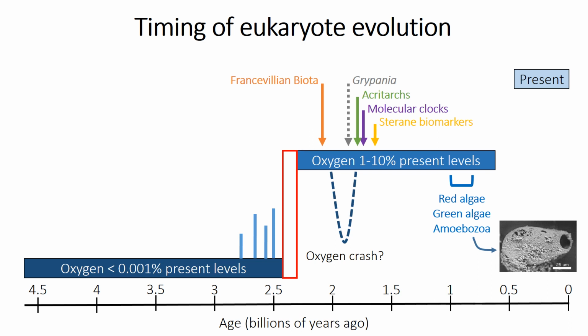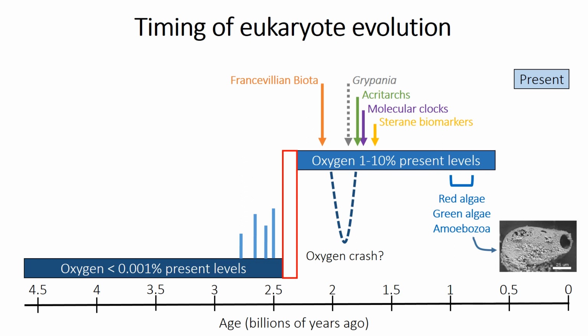But what if the Francevillian Biota really were multicellular life? Well, if that's true, it raises the possibility that multicellular life and complex cells evolved prior to 2 billion years ago, but maybe they actually went extinct if there was this oxygen crash, and then modern eukaryotes evolved separately afterwards. Now, if that happened, that might mean that complex life on Earth evolved on two separate occasions, independently, which would really be an amazing finding.